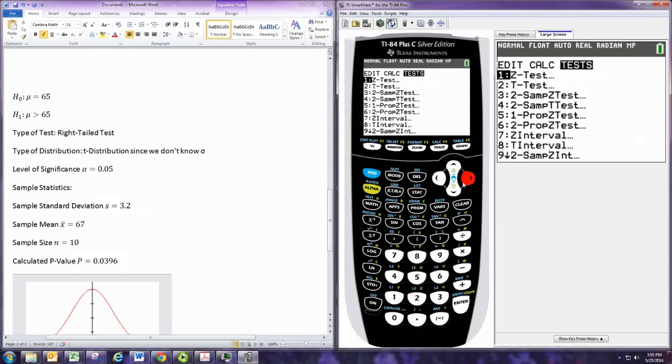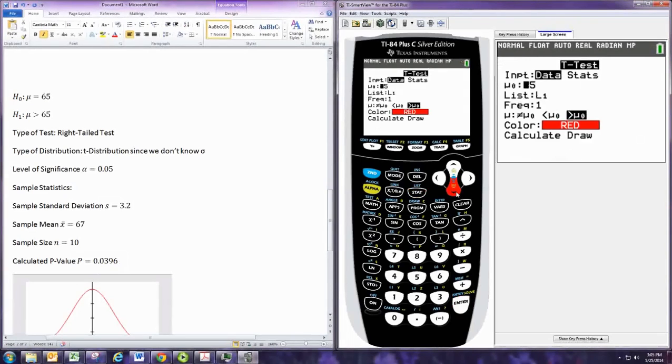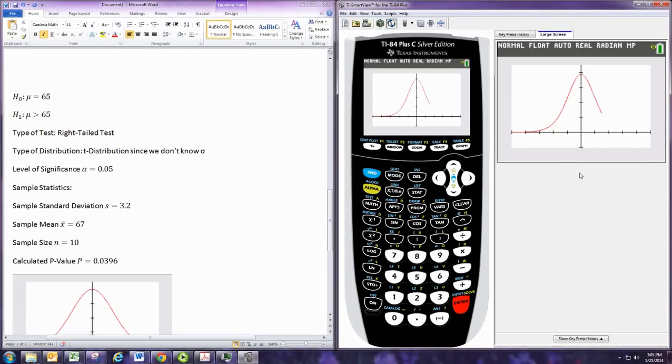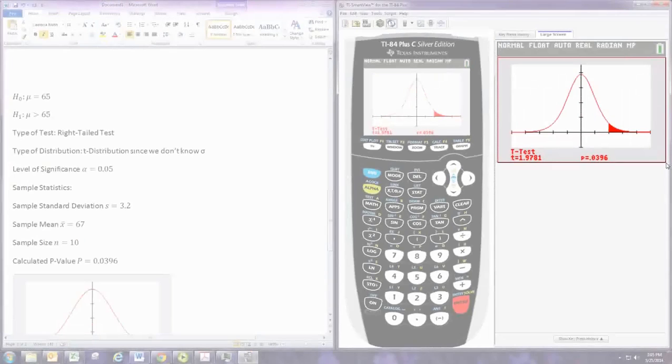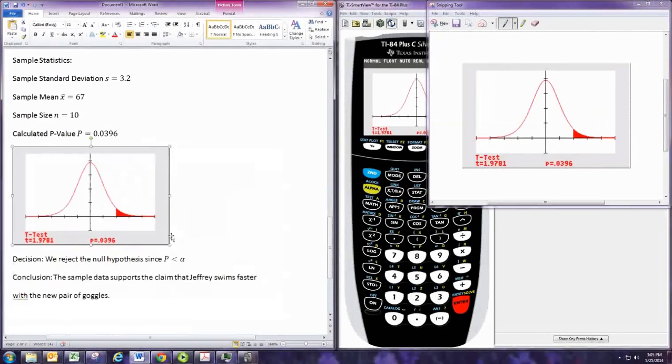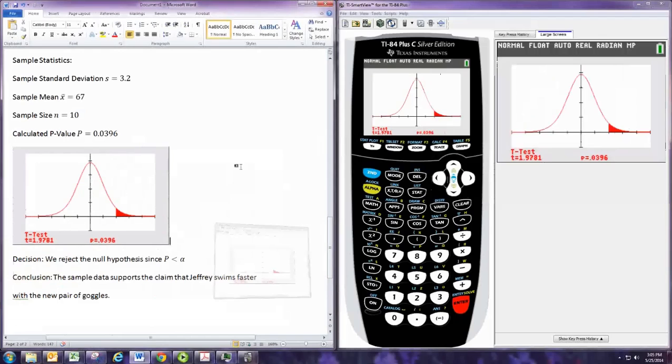And we can get that graph again. Yeah, you can hand draw this sketch or get a photo of it. So there's the new picture. And in this problem, we will again reject. The p-value is still less than alpha, so we reject the null hypothesis. And so the sample data does support the claim again.